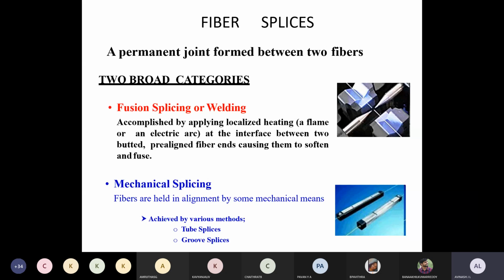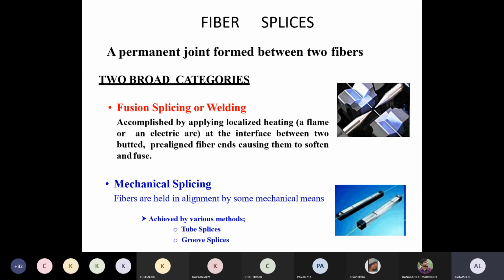It is accomplished by applying localized heating, a flame or an electric arc, at the interface between two butted pre-aligned fiber ends, causing them to soften and fuse. Localized area means we are not heating the entire fiber. You are just heating the required area and joining them. That is what is called fusion splicing or welding.